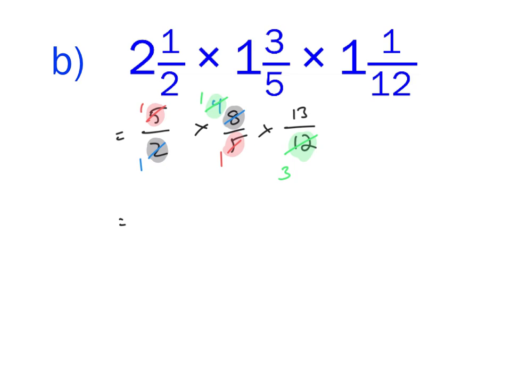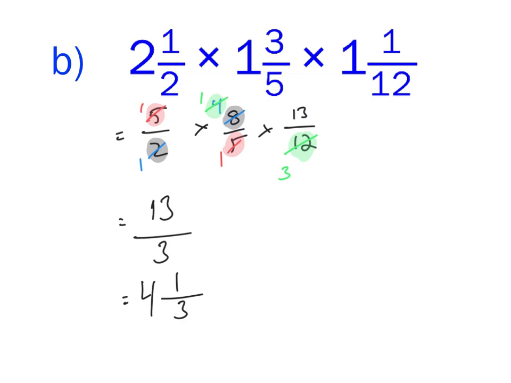Because if we hadn't done this, we would have had to multiply 5 times 8 times 13, which is 520. But it would have taken a lot longer for us to get there. So now we end up with 1 times 1 times 13, which is 13, and 1 times 1 times 3, which is 3. So 13 over 3. How many 3's go into 13? 4. So we have 4, and how many left over? 1. So it becomes 4 and 1/3.